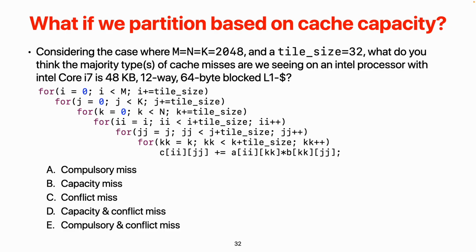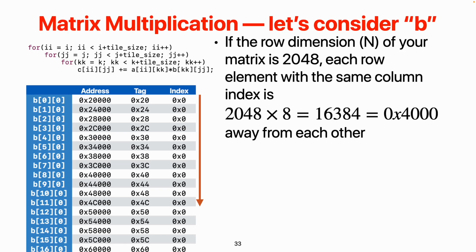So it must be conflict misses. But let's look at the reason why we are seeing these conflict misses. First of all, if you do a partition of these addresses, let's take a look. For A, because we are doing sequential access going through a row, we have pretty good spatial locality, and most likely they are going to be in just a few blocks.